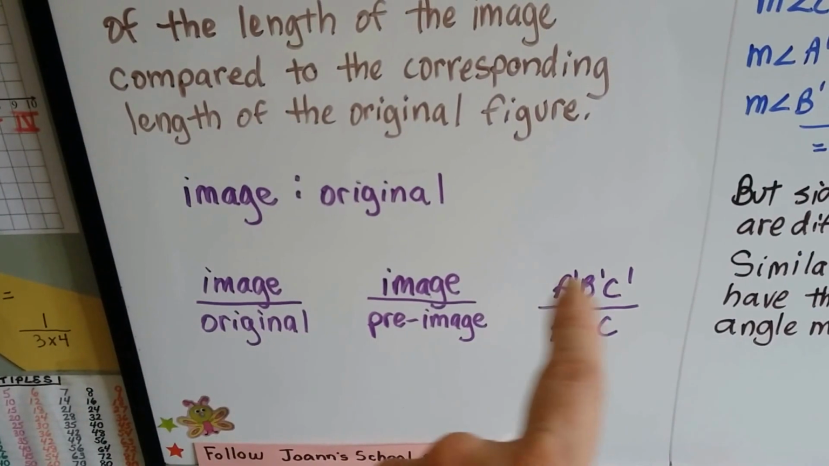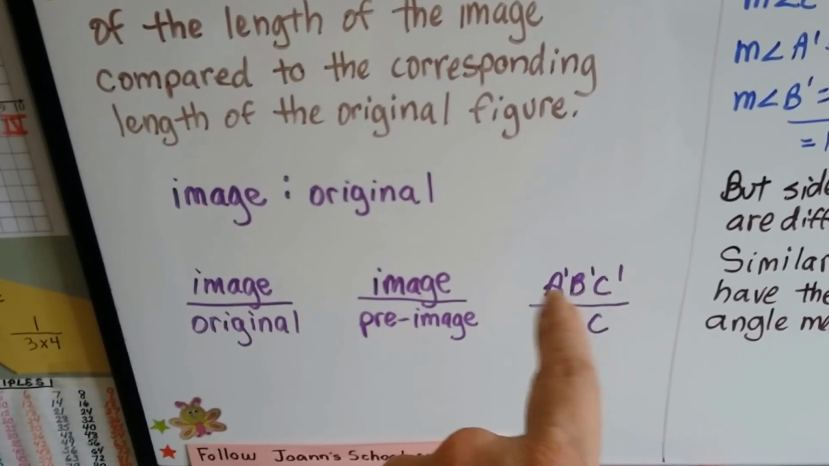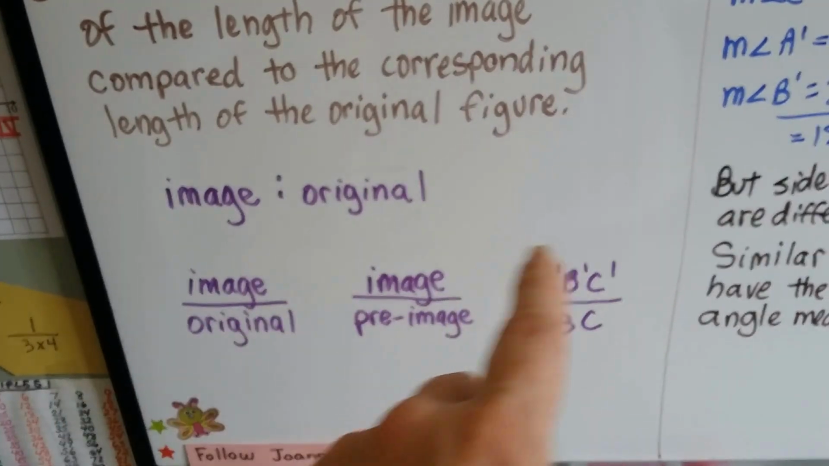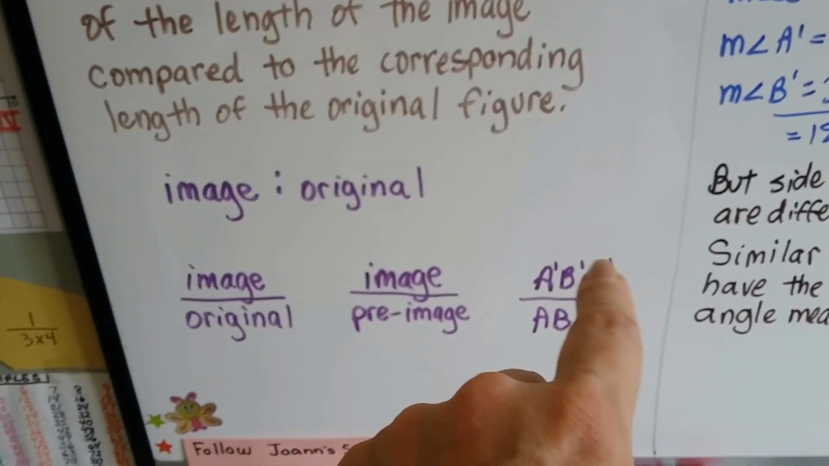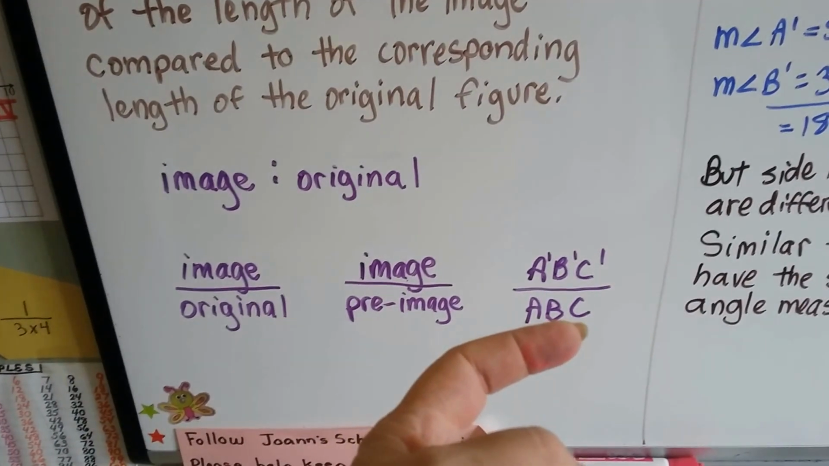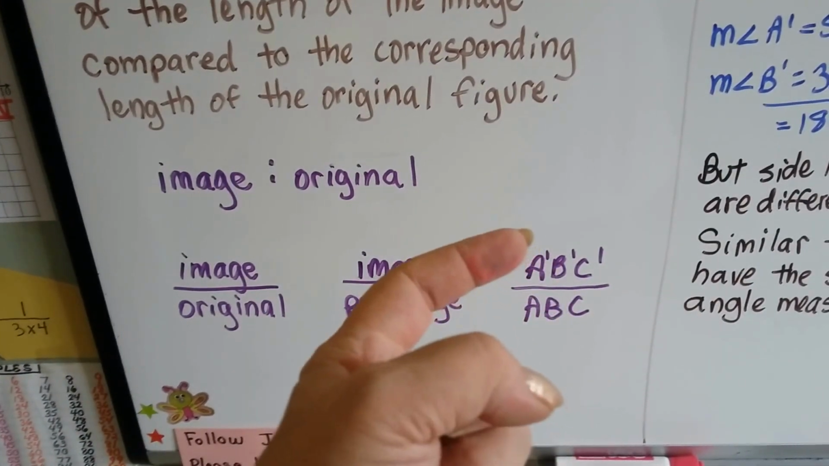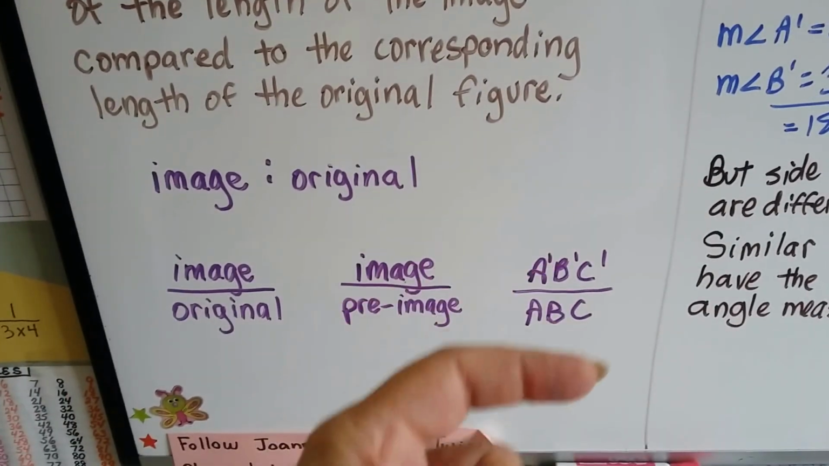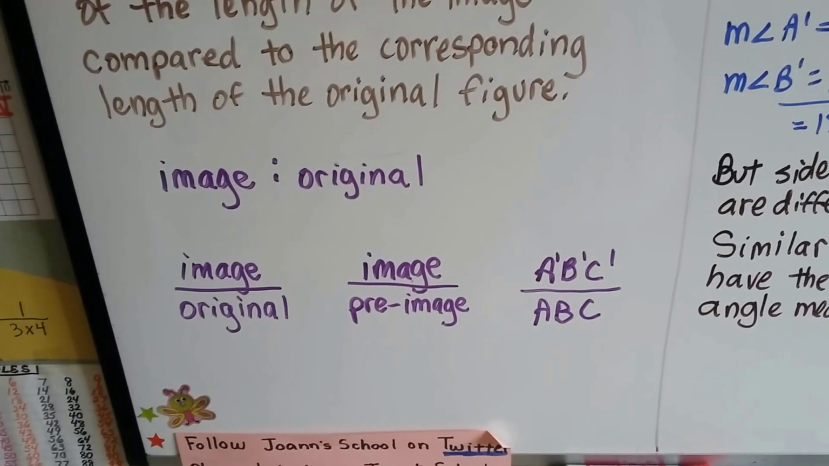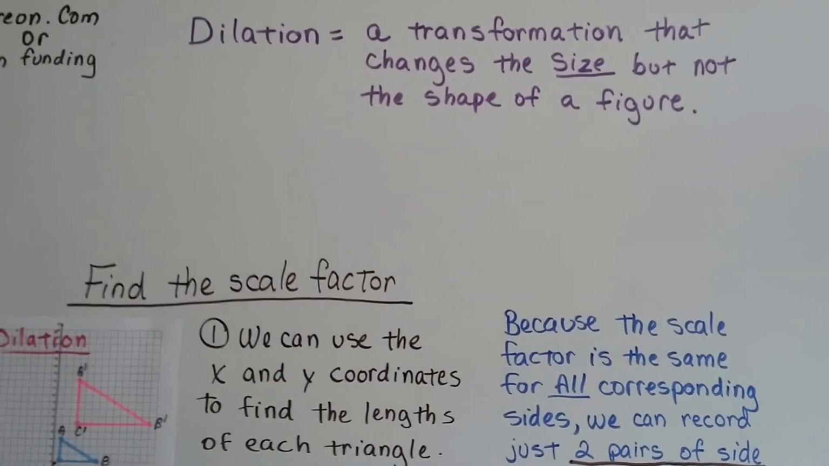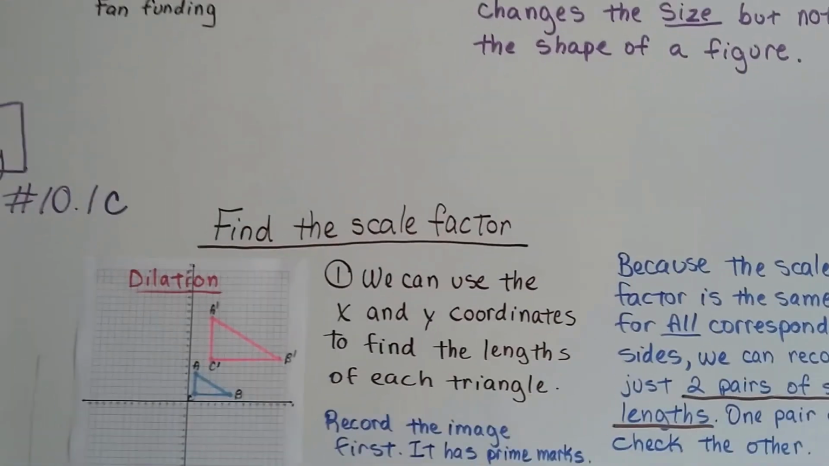So you would have the labeled ones with the tick marks, A prime, B prime, C prime, or XYZ, whatever it is, with the little prime marks, over the one that doesn't have it. That's how you know which is the original and which is the copy, because the one with the tick marks is the copy. That's the numerator. The original will be the denominator. That's how we can compare them. So, a dilation, remember, is a transformation that changes the size but not the shape.